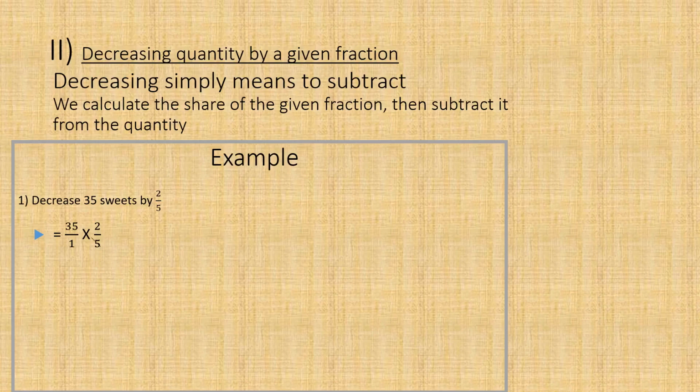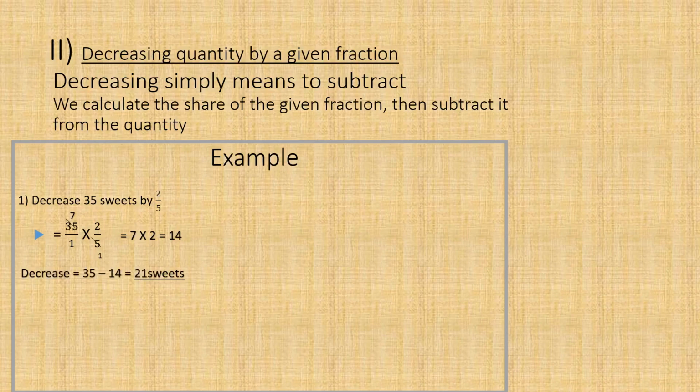35 divided by 1 times 2/5. Now I still do the mathematics there by cancelling. So I'm going to cancel 5, cancel itself 1 time. 35 divided by 5 is 7. So 7 times 2 is 14, divided by 1 is the same, 14.